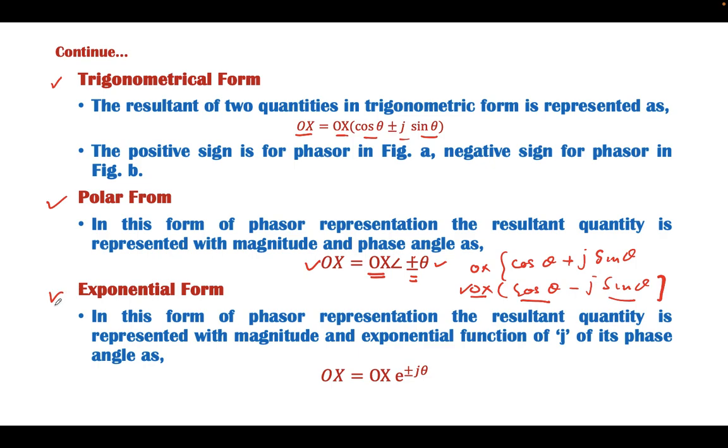The last one is the exponential function. The exponential function is written as OX e to the exponential of plus minus j theta. It also simply means OX cos of theta plus j sine of theta if it is plus here, or if it is minus here, then the sign will be taken as minus, and the rest will remain the same. This is the exponential function or exponential form of an AC quantity.